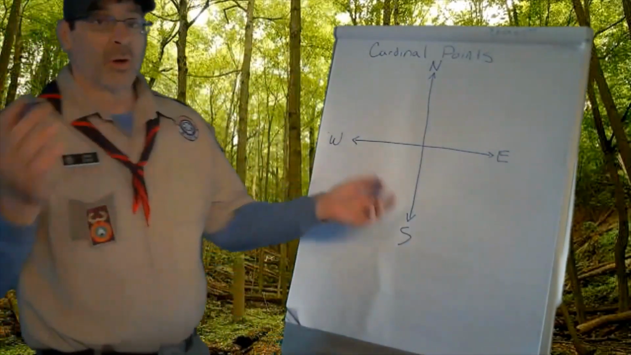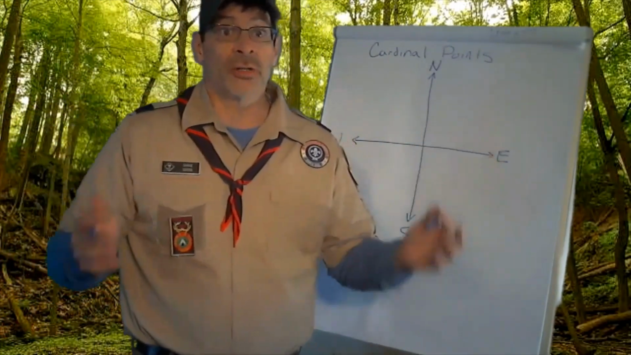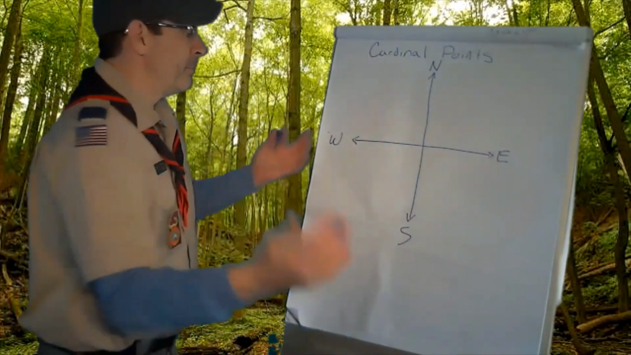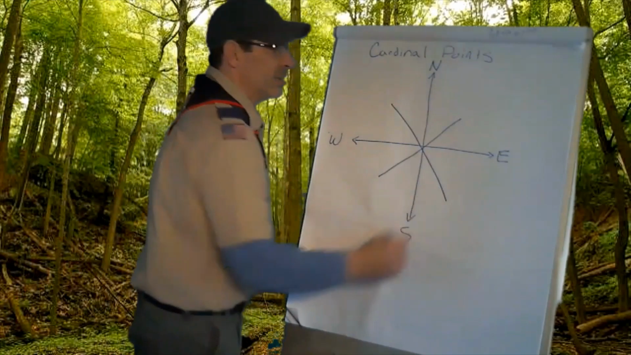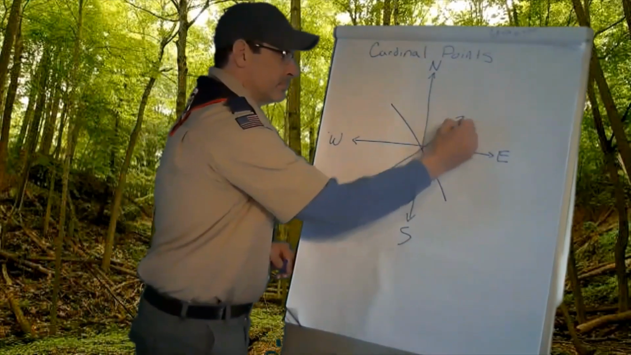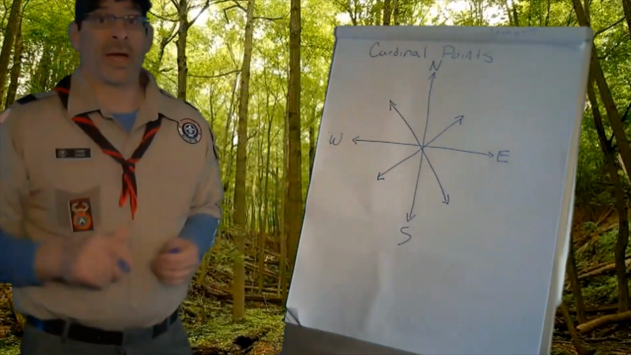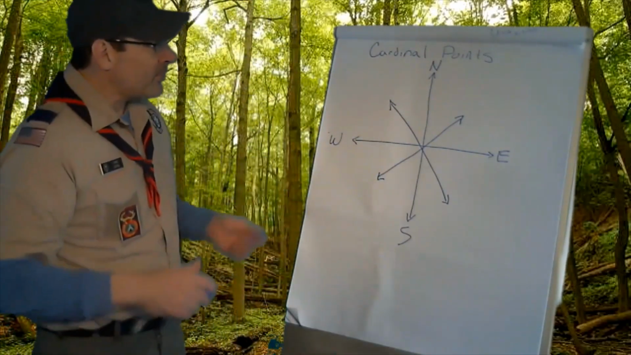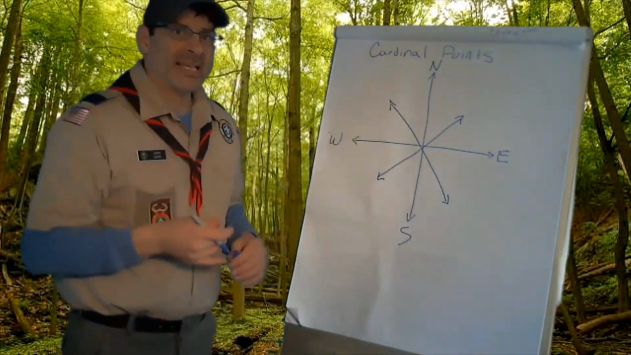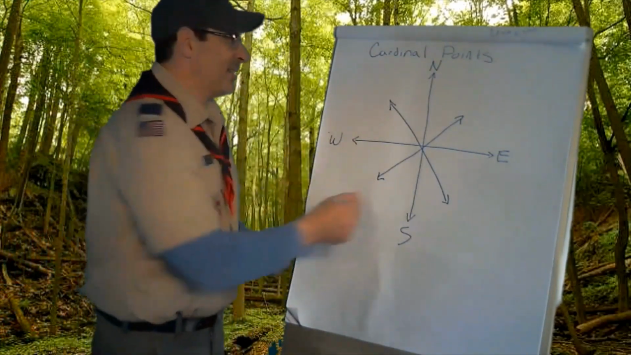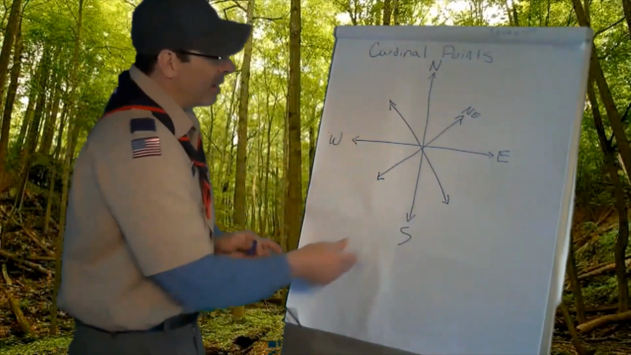Now, there's some more points we want to talk about. There's points that are called inner cardinal points. Those are the points that are within. And here's 4 of them. Okay. So, in between north and east, we have a direction. Anybody can guess that? That's right. Northeast. Okay, so now how about here?